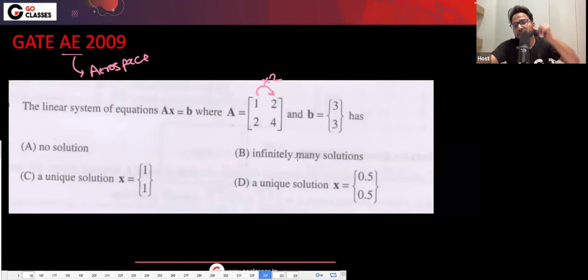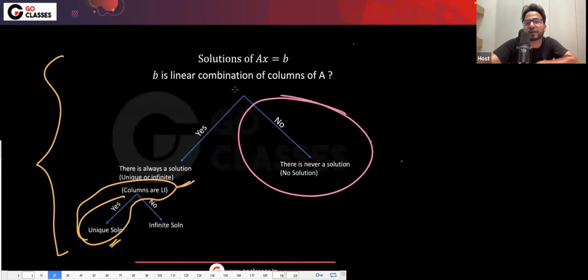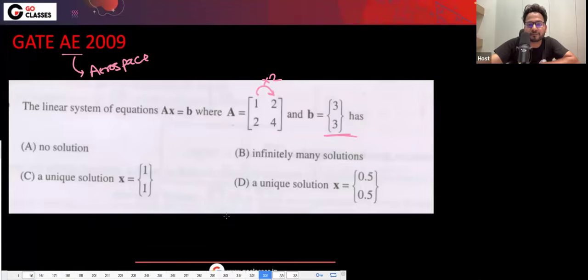In that case, what can you say? If this is 1, 2, or some multiple of 1, 2, then only there could be a solution, but it is very different. As you know, if b is not a linear combination of the columns of A, then there cannot be any solution. So here you can say there is no solution. Okay.